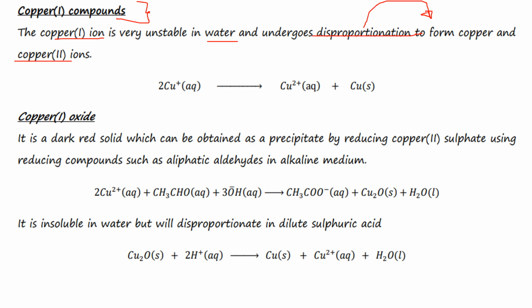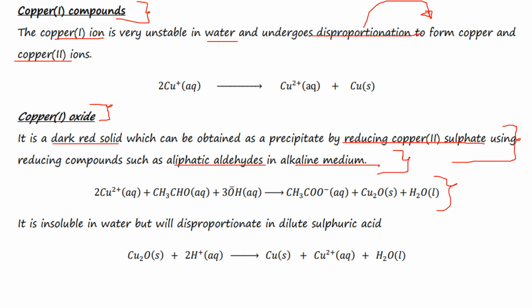Now looking at another compound, the first compound you're going to look at is copper(I) oxide. Copper(I) oxide is a dark red solid which can be obtained as a precipitate by simply reducing copper(II) sulfate using reducing compounds. You can use reducing compounds such as aliphatic aldehydes in alkaline medium, and such reactions are very common in organic analysis and in practicals, together with the questions that are asked about reagents together with the observations.